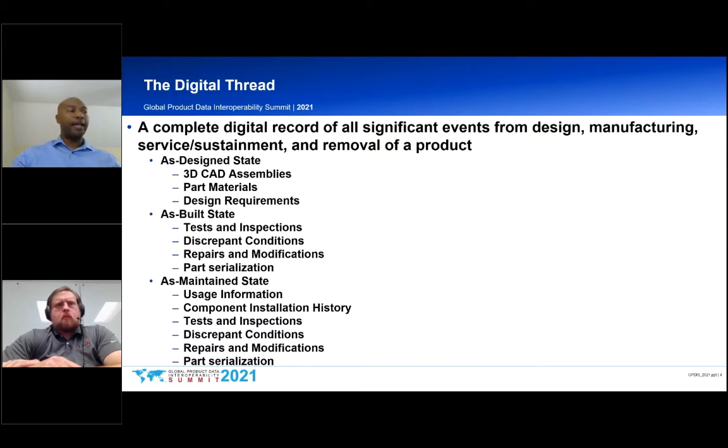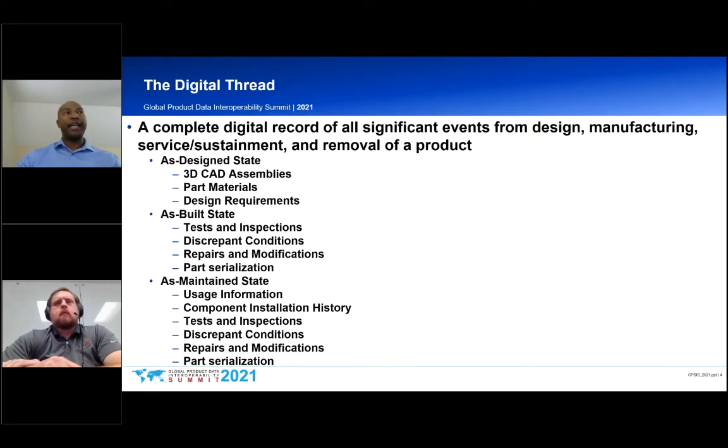So the digital thread is, for the purposes of this presentation at least, a digital record of all of the important events that have occurred throughout design, manufacturing, sustainment, and removal of a product. So for design, we're primarily interested in the as designed state. So that's going to be the 3D CAD models, the part materials, design requirements, everything of that nature.